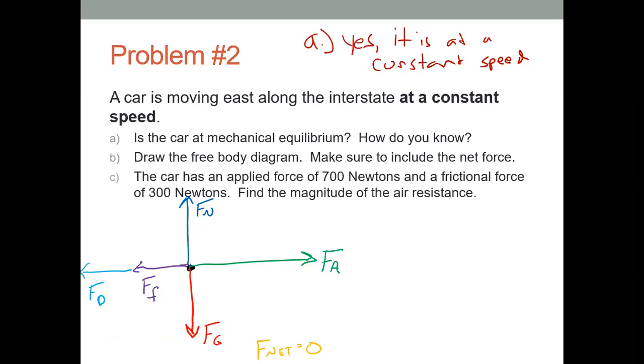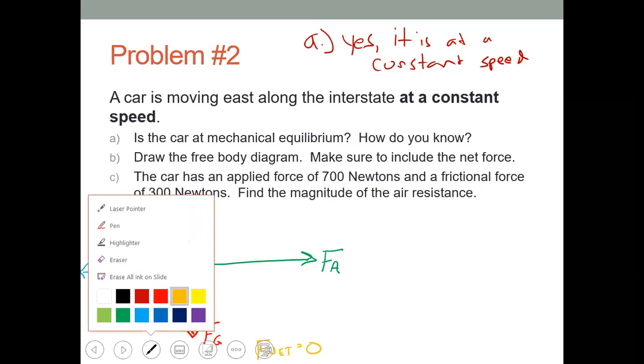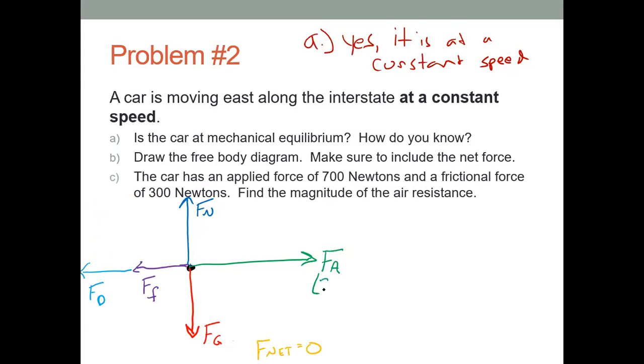Last part of this problem. The car has an applied force of 700 newtons and a friction force of 300. So applied force is 700 newtons. The friction force is 300. What does drag have to be?